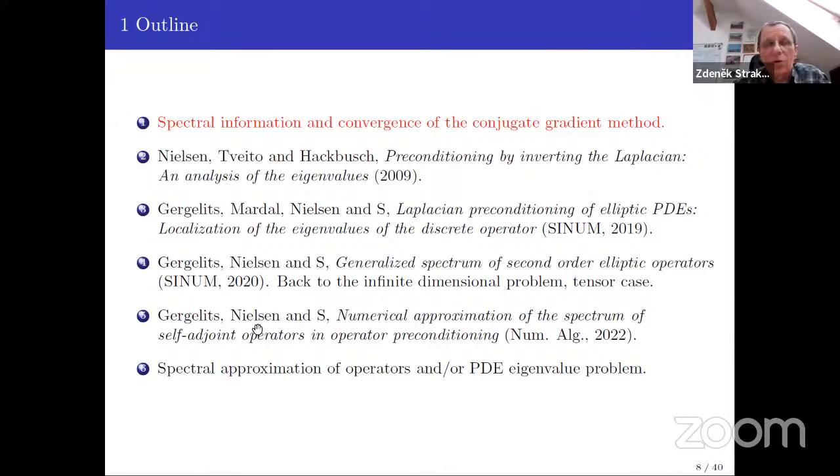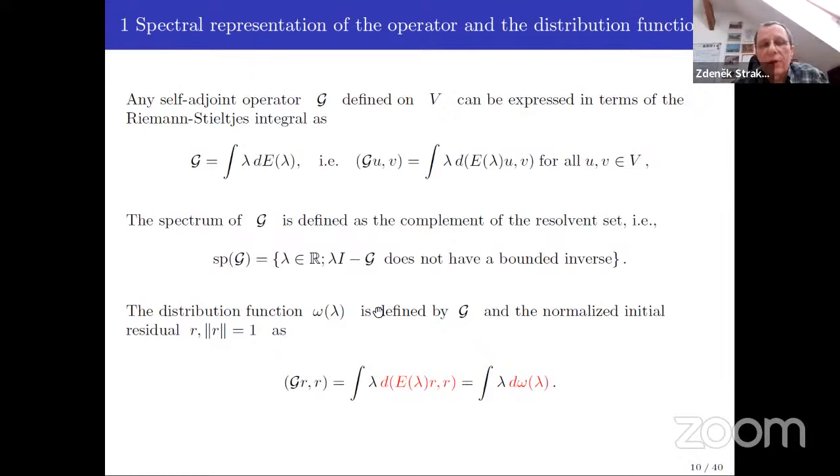So we can write the representation of the operator using the Riemann-Stieltjes integral, and we can define the distribution function using this family of projectors with respect to the given starting normalized residual. And the spectrum of the operator is, of course, not defined as just the eigenvalues, because it can have a continuous part. This operator is self-adjoint, so we don't have anything else than the continuous part and the discrete part. And of course, it's just the complement of the resolvent set.